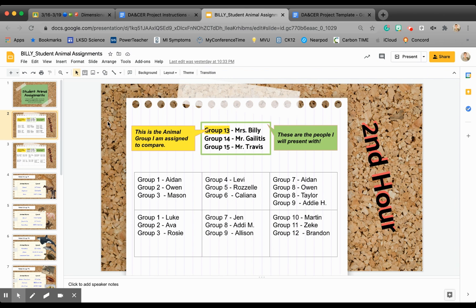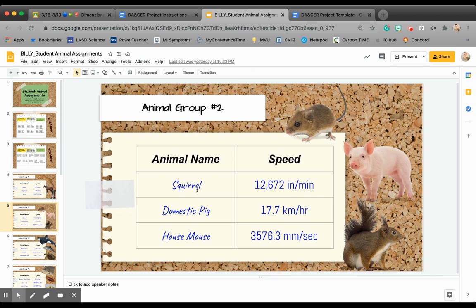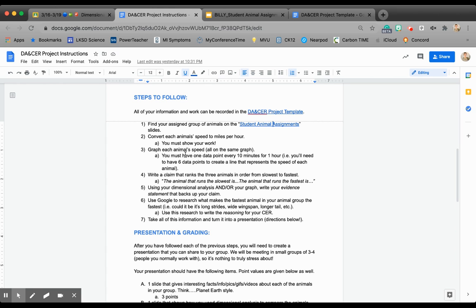So as you noticed, in one of those charts, like animal group 2, the units are inches per minute, kilometers per hour, millimeters per second. You have to turn each of those into units that are measured in miles per hour, because once they're the same, then it's very easy to figure out who's slowest and who's fastest.